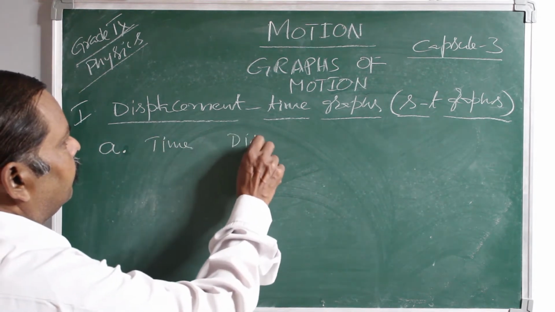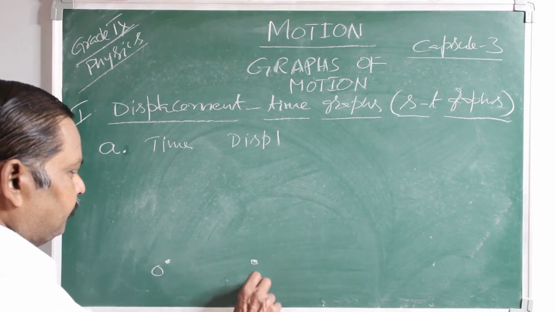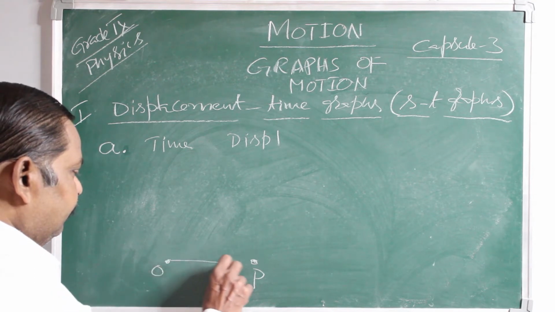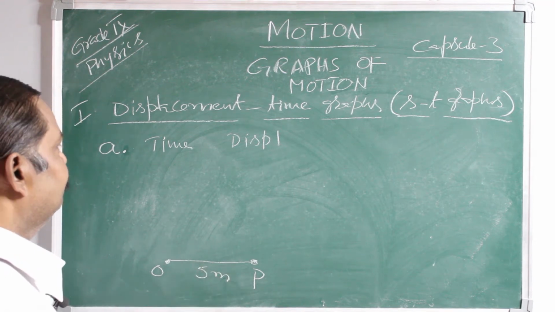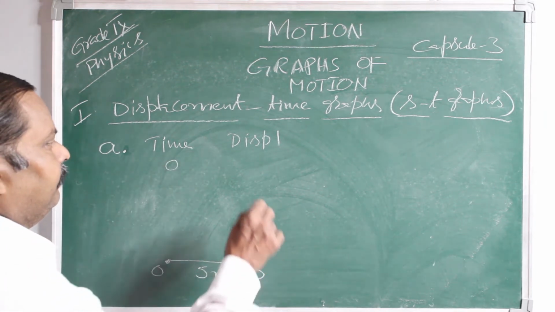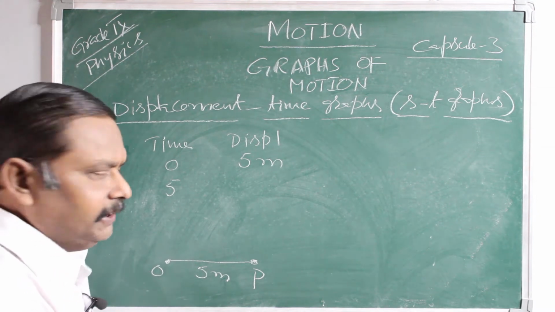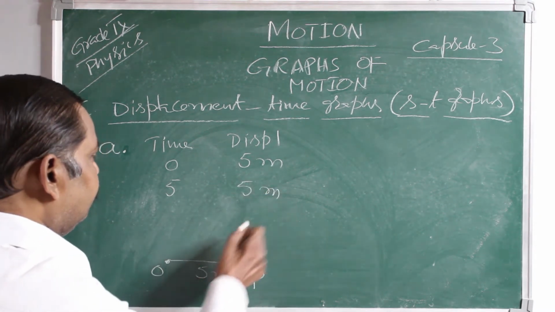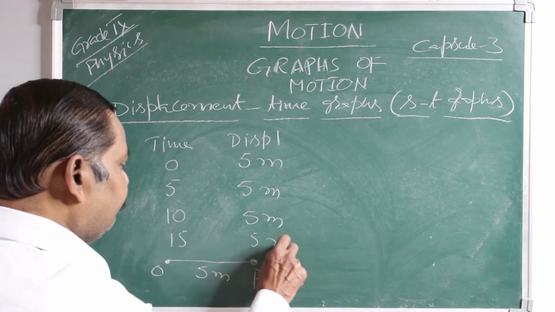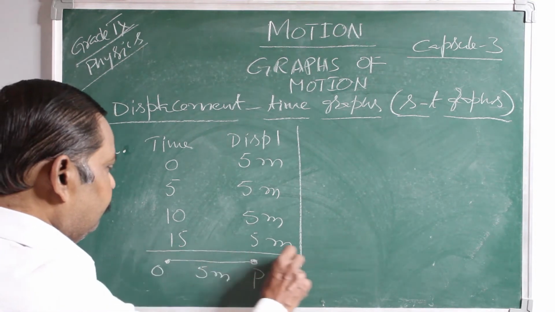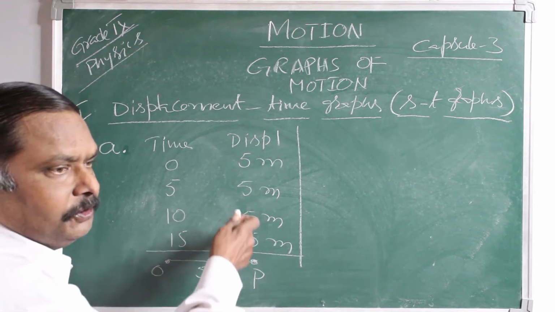Time, displacement. Suppose this is the point of reference O, and here this is the initial position of a body P, and the distance between these two is say 5 meters. So initially at 0 time the displacement is 5 meters, and after 5 seconds I could not find any change in the displacement, the same 5 meters. 10 seconds also, same 5 meters. 15 seconds also, same 5 meters. So as the time interval is increasing, I cannot observe any change in the displacement or any change in the position of the body.